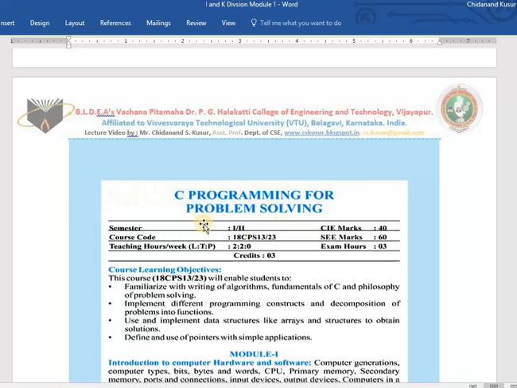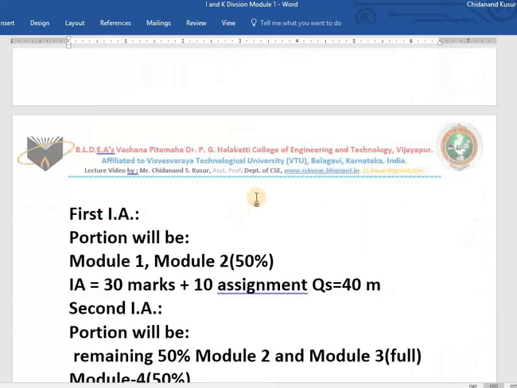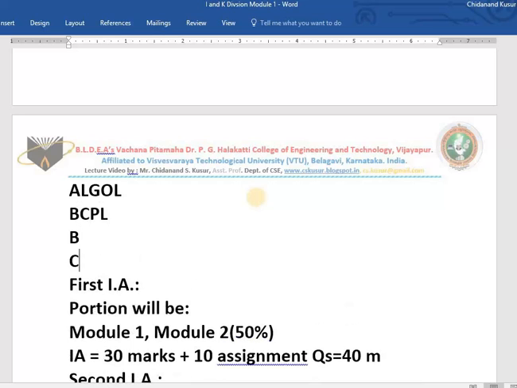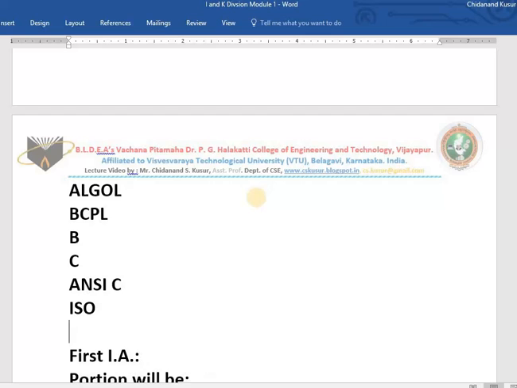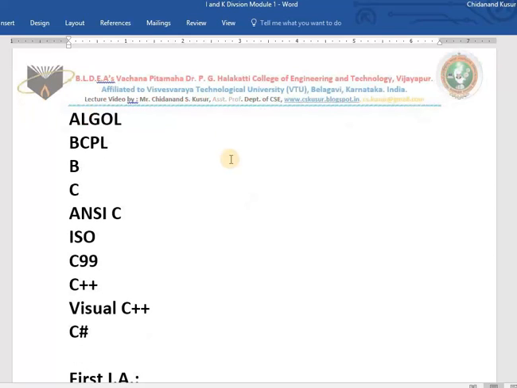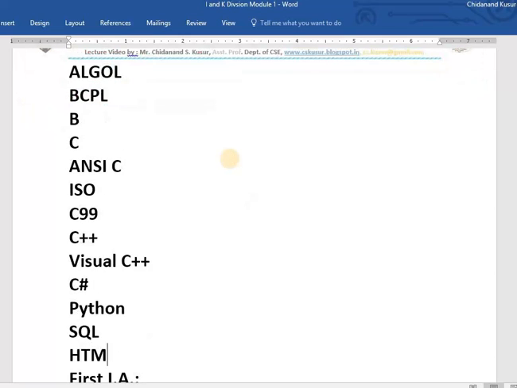One of the very popular high level programming languages is C language. Other than C, n number of languages are there. I hope you heard about ALGOL, BCPL, B language, C language, ANSI C. This is history. ISO C, then C99, then C++, then Visual C++, then C#, then Python, Structured Query Language, Hypertext Markup Language.